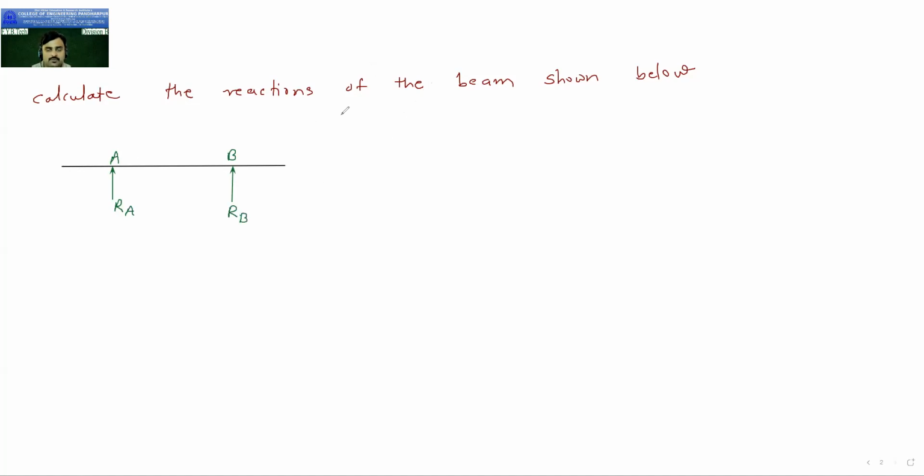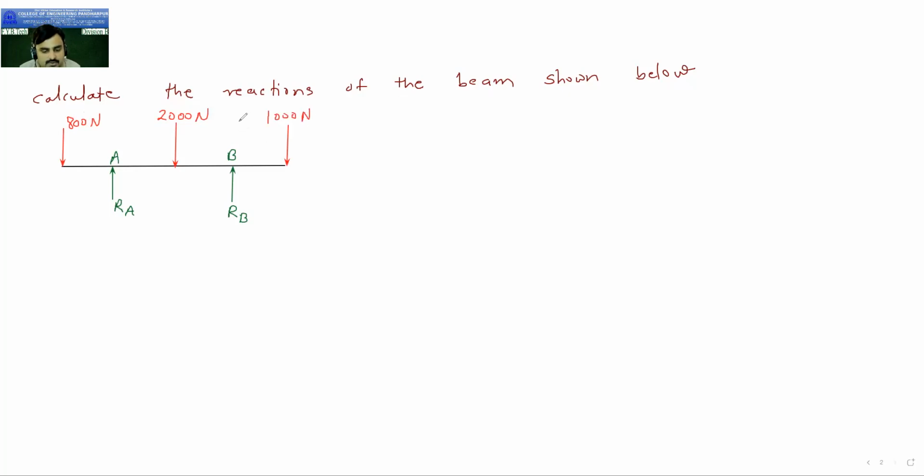Now they have further given us the loading. Here is one point load acting at this end, another point load acting at this end, and here somewhere one more point load. And the values are 800. This is 800 Newton. This is 2000 Newton. And again 1000 Newton.